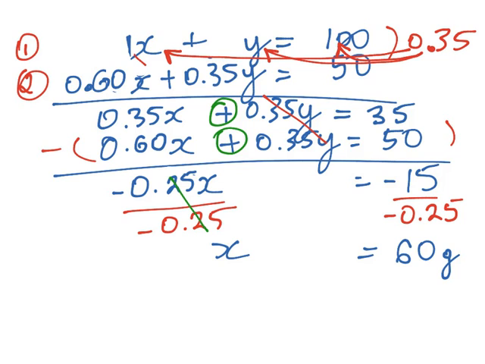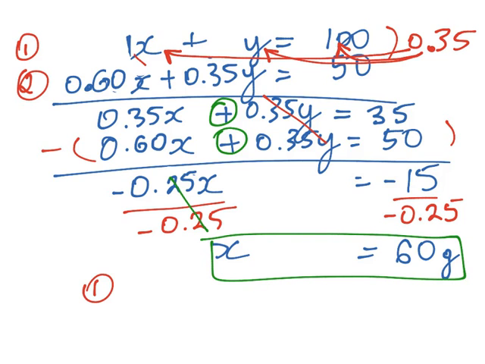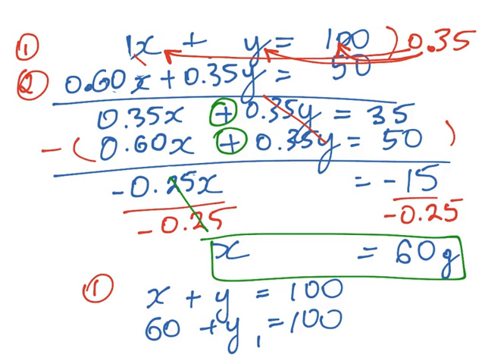Now we can plug this into our first equation, and I'm just going to box this. The first equation was x plus y is equal to 100, and then x is 60, so 60 plus y is 100, and you can see that really y is equivalent to 40. And how do we get that? We subtract 60 on both sides of the equation. And again, that is 40.